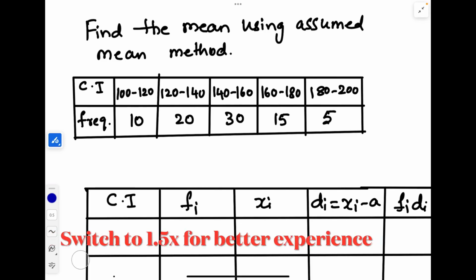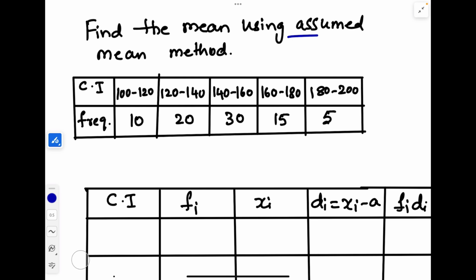This is a question from Statistics class 10. Find the mean using assumed mean method.